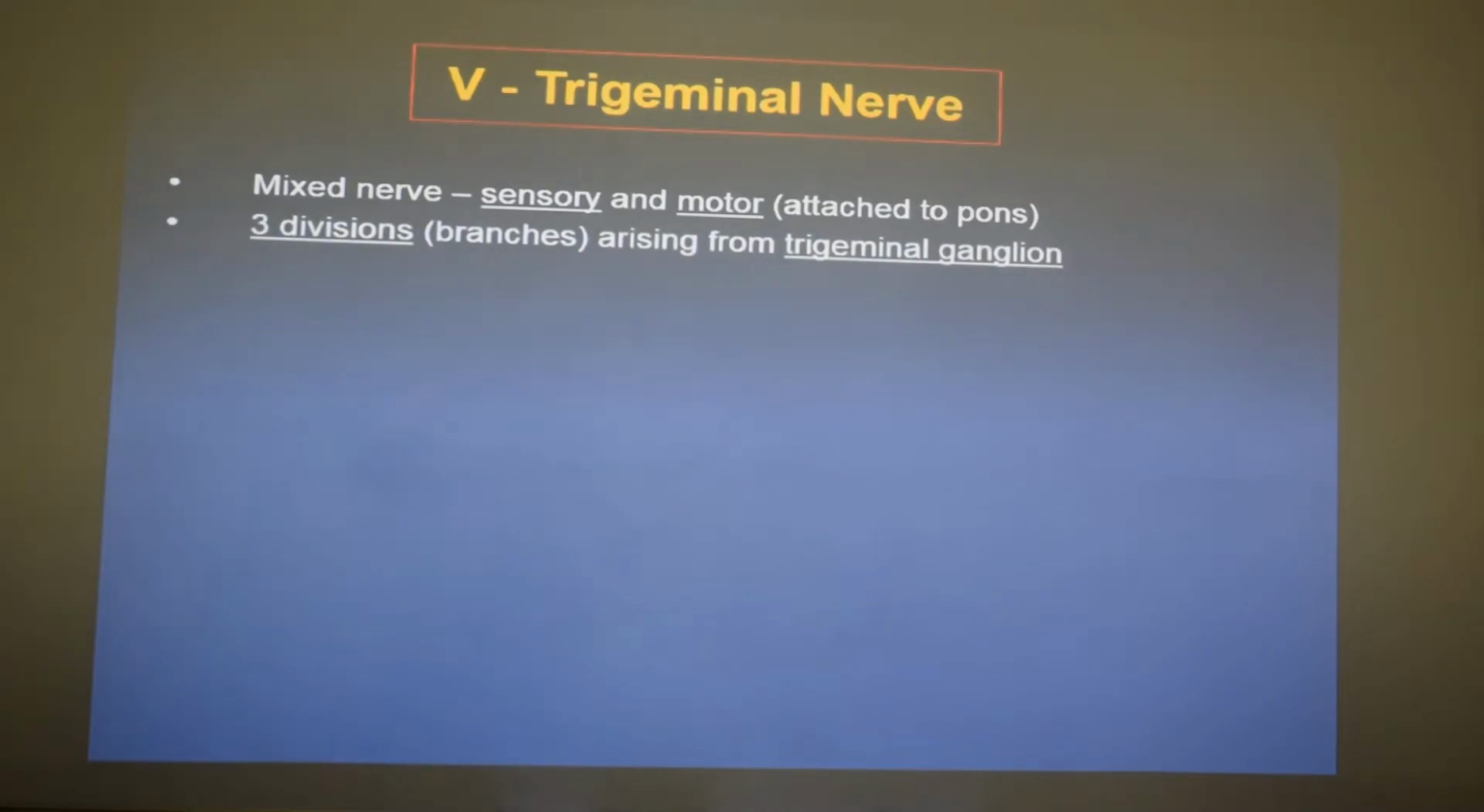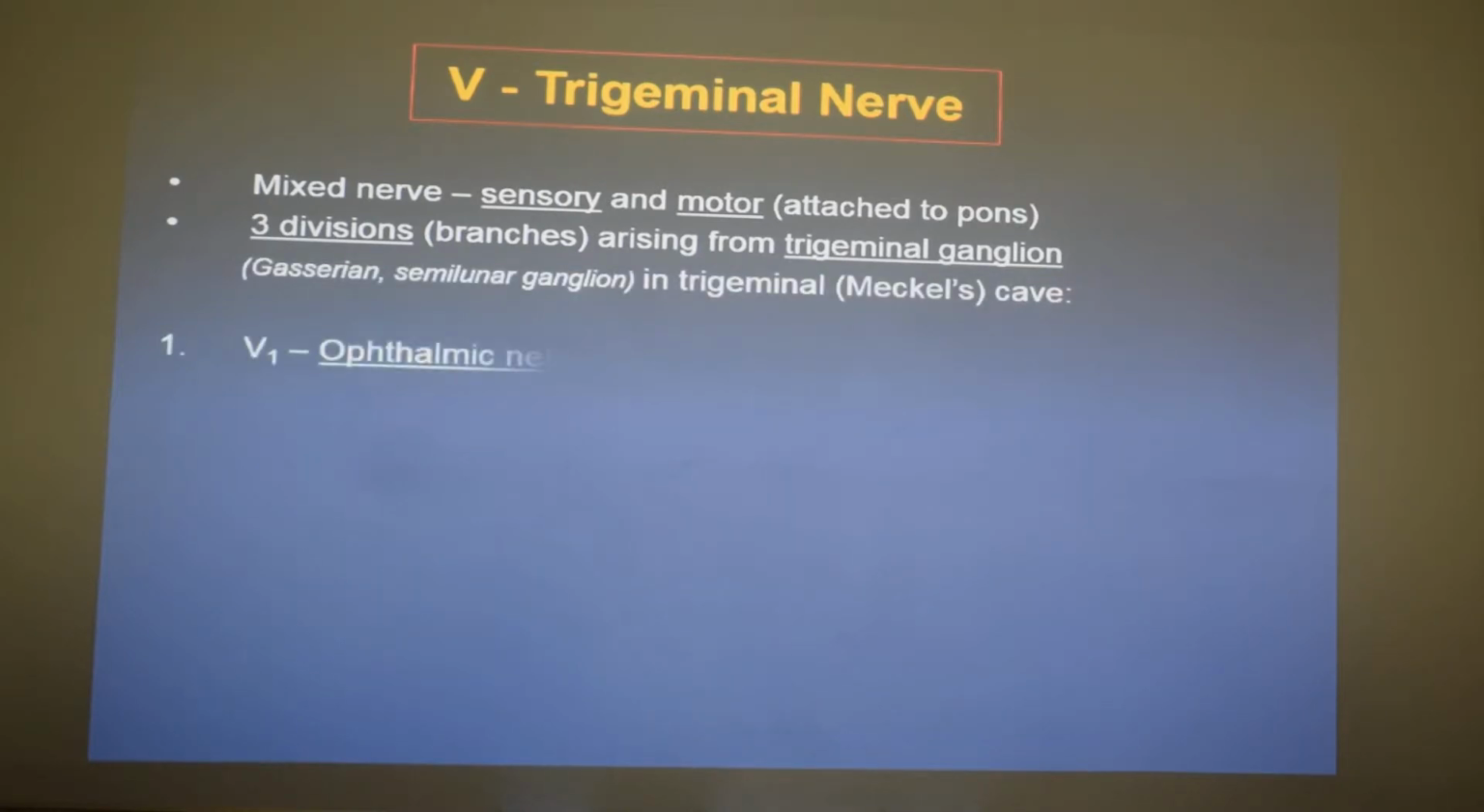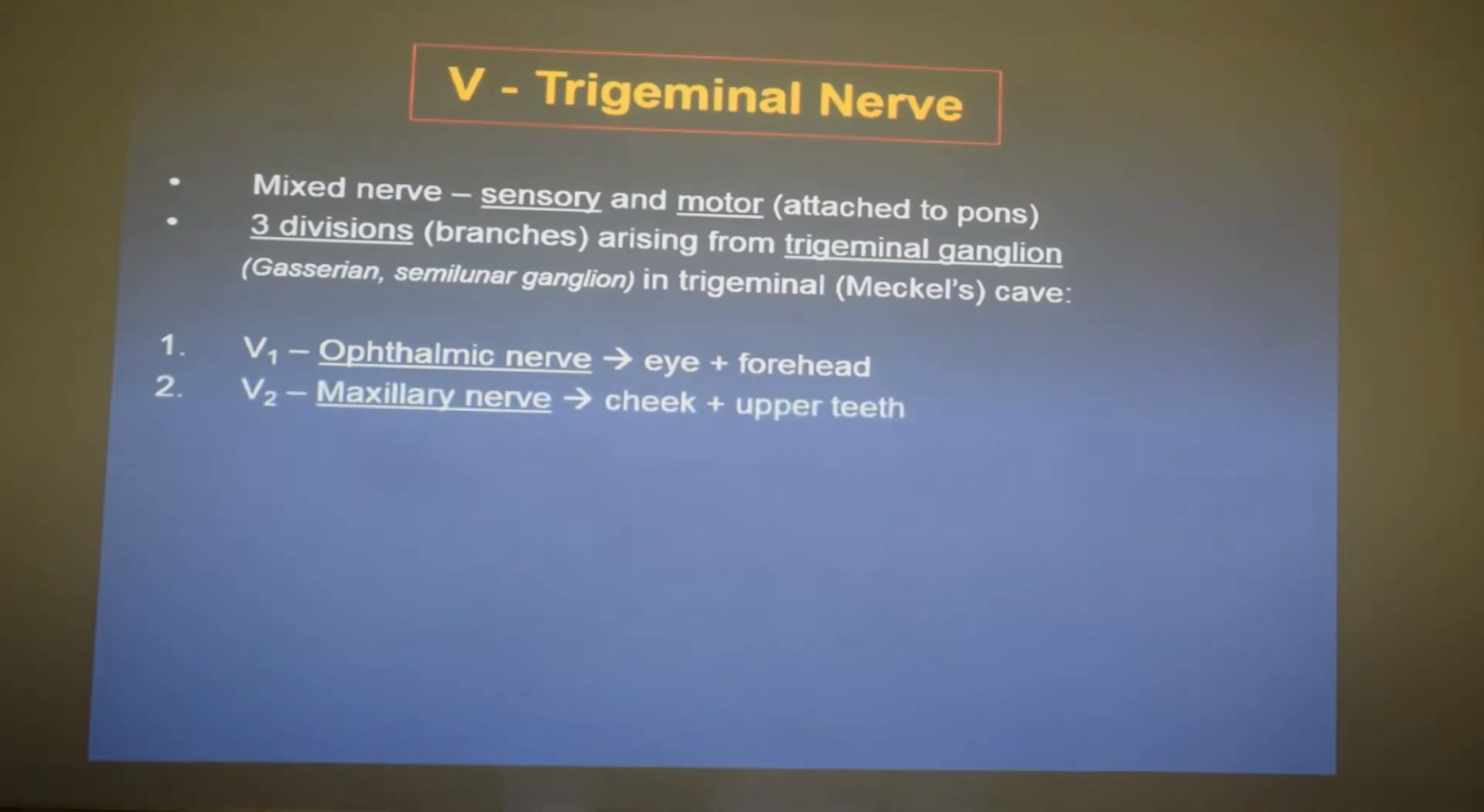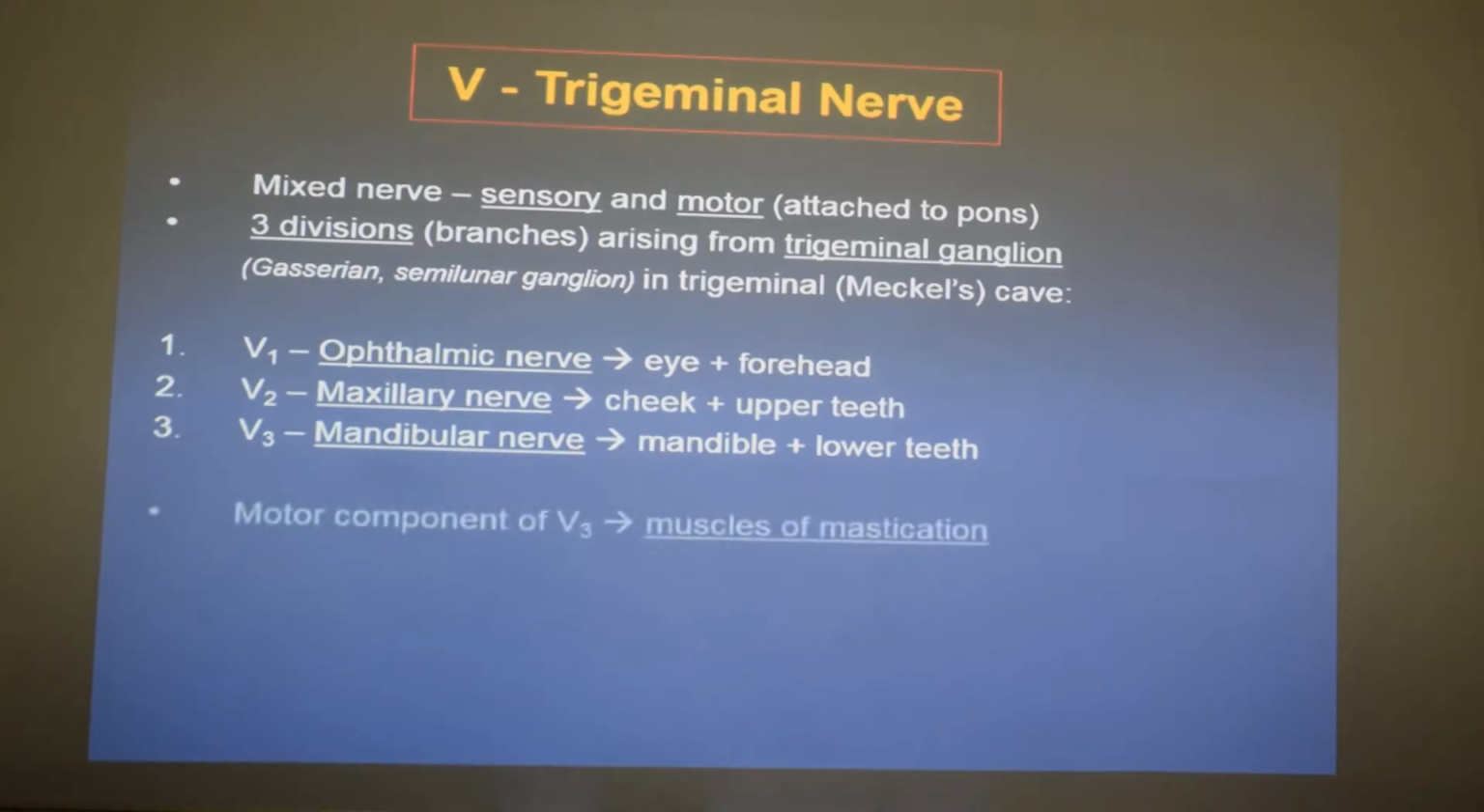There are three divisions of the trigeminal arising from the trigeminal ganglion. One is the ophthalmic, which supplies the eye and the forehead. Then the maxillary, which supplies the cheek and the upper teeth. And the mandibular division of trigeminal, which supplies the mandible and the lower teeth. The motor component is with the V3 or the mandibular division of trigeminal, and it supplies the muscles of mastication.